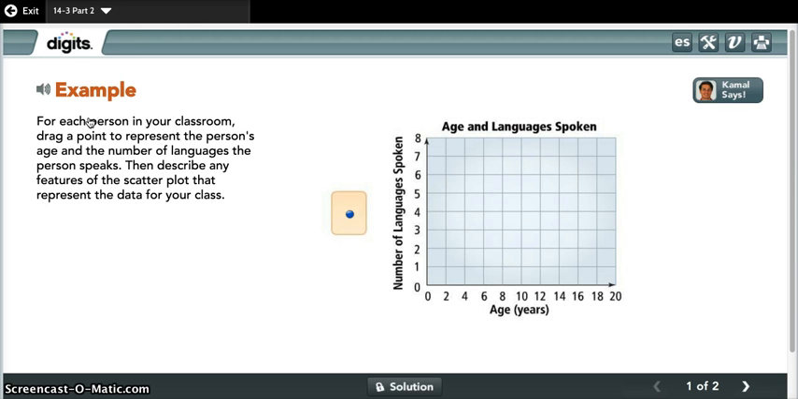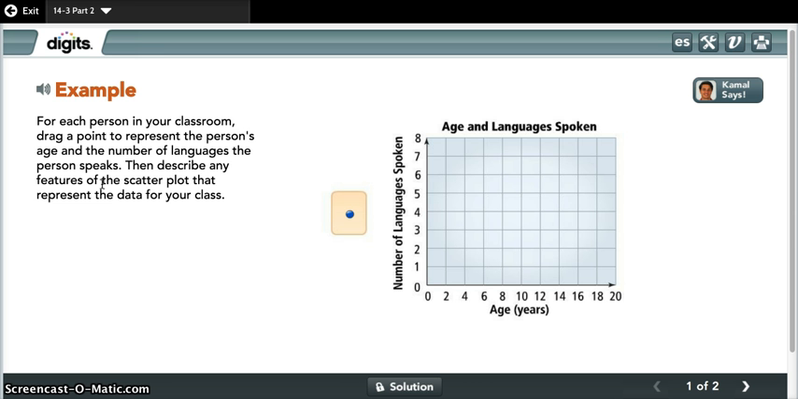All right, we're on our last part. This is another quick, simple lesson for you. For each person in your classroom, drag a point to represent the person's age and the number of languages the person speaks, and describe any features of the scatter plot that represent the data for your class. Well, we aren't in a classroom, are we?